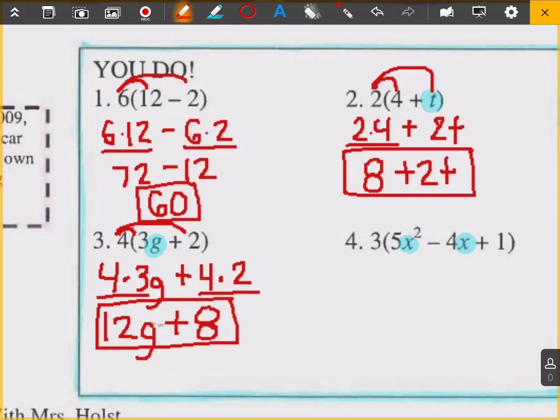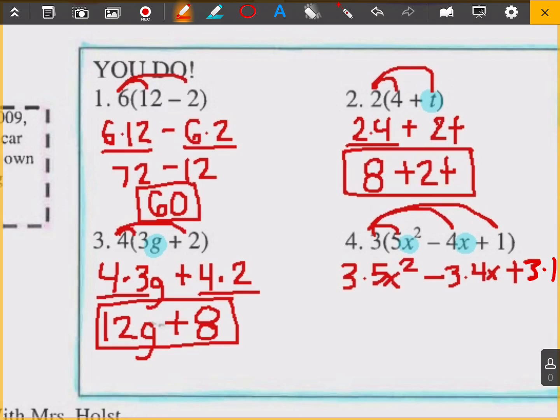So we're going to do number 4. We're going to distribute this 3 to all 3 of them. So we're going to do 3 times 5x squared minus, because that's our sign, 3 times 4x plus 3 times 1.